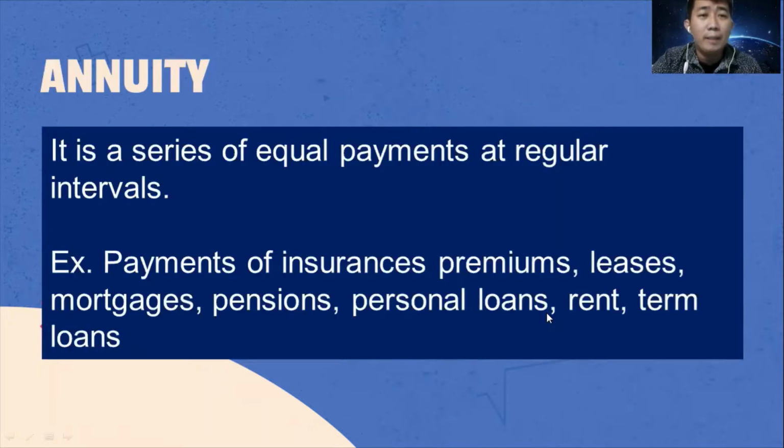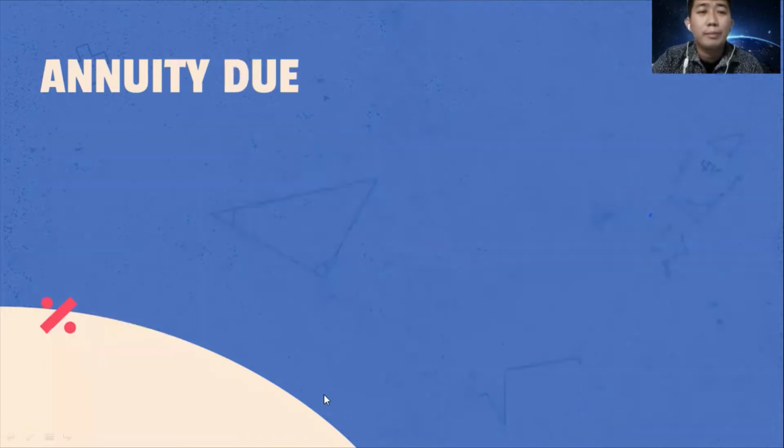What is annuity? It is a series of equal payments at regular intervals. Examples of this are payments of insurances, premiums, leases, mortgages, pensions, personal loans, rent, term loans.